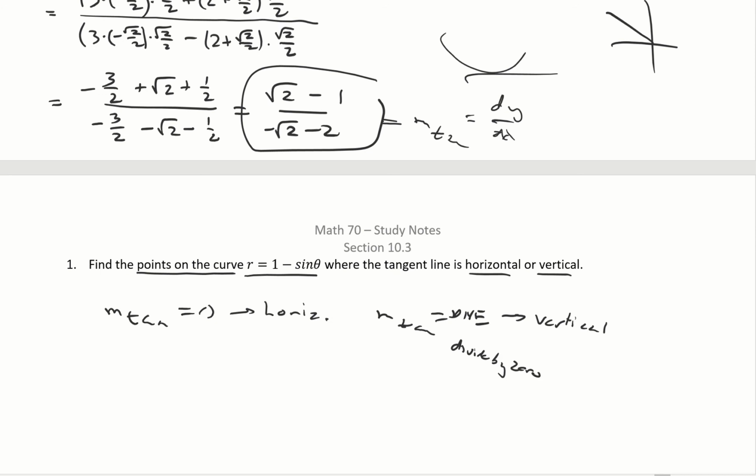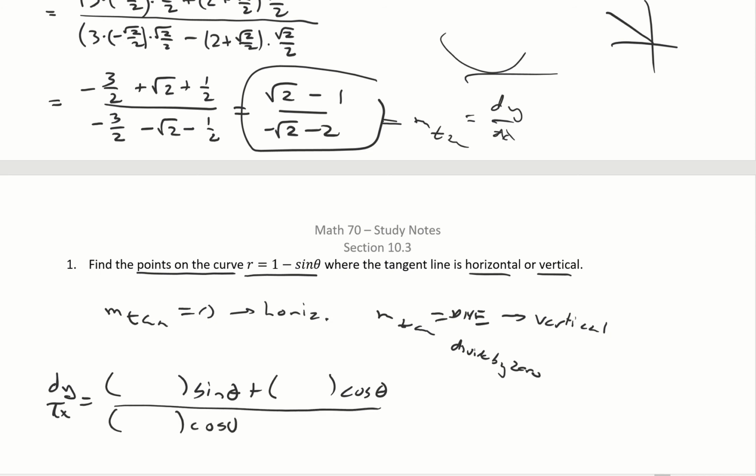So let's find this guy's formula. So it's going to be, believe it or not, dy dx is equal to r prime sine theta plus r cosine theta, and downstairs r prime cosine theta minus r times sine theta. Those sines and cosine thetas, they're there. They're part of the formula, part of the landscape. So we've got to do some work.